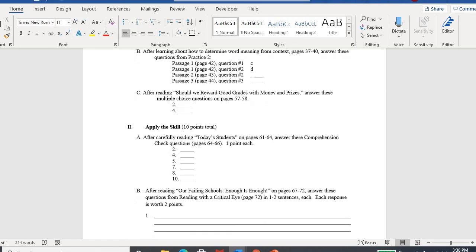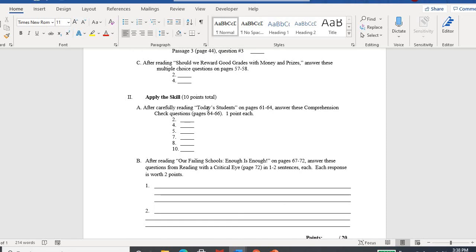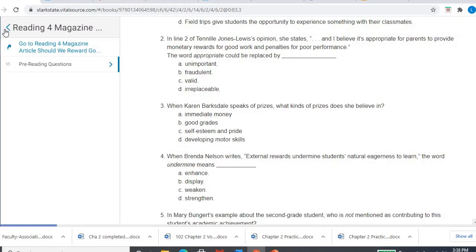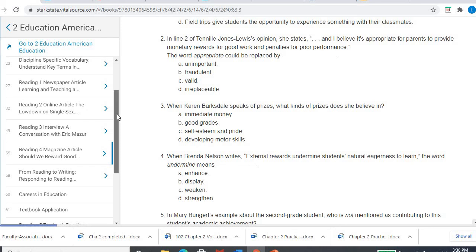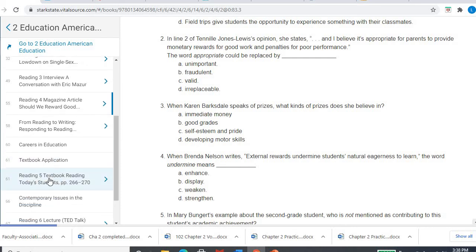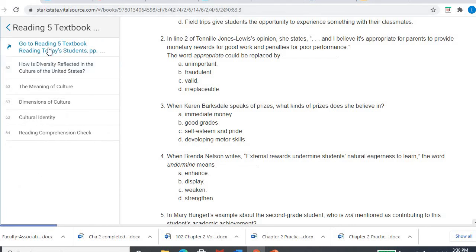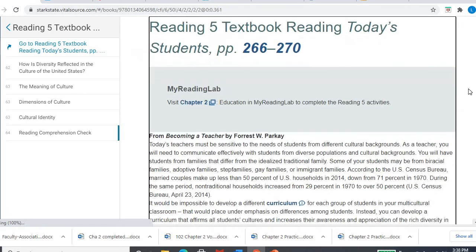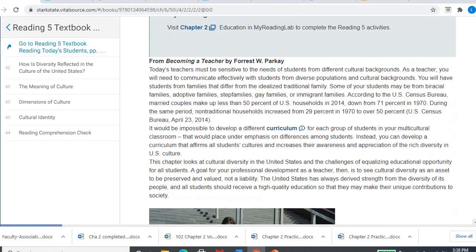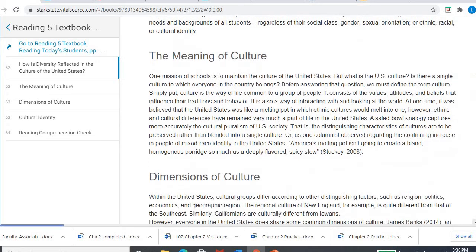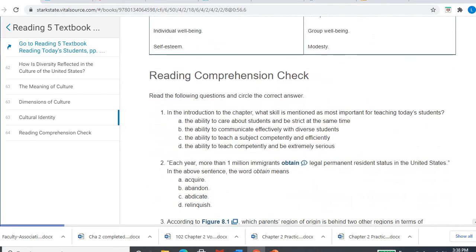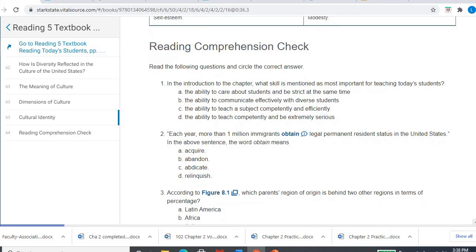Okay. Part Roman numeral 2A. After carefully reading Today's Students on pages 61 through 64, answer these comprehension questions. So again, I'll navigate back. I'm going to scroll down. This is the reading number 5, textbook reading. So I'll click on that. So it takes me to it. Here's Today's Students. Make sure you read that particular article. It's an excerpt from a textbook. And then you're going to answer reading comprehension check questions 2, 4, 5, 7, 8, and 10. Okay. 2, 4, 5, 7, 8, and 10. Let's do the number 2 together.